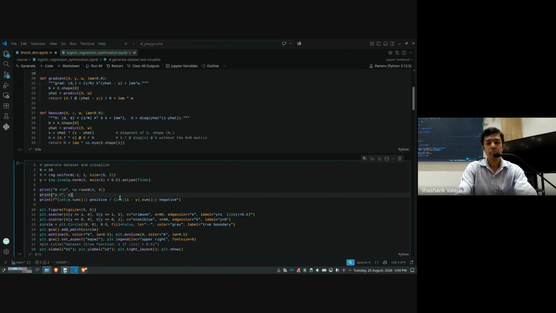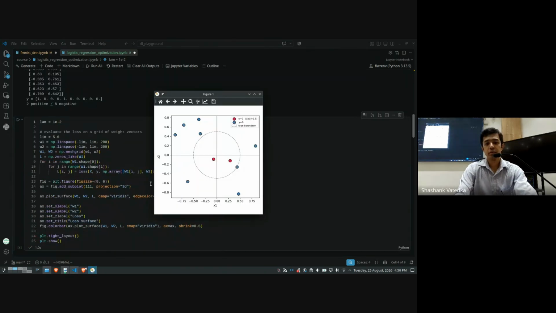So I'm generating a random data set of 10 points. The ground truth is basically equal to 1 if the norm of x is less than a certain value, and it's equal to 0 if the norm is greater than some particular value. In this case, I think it's 0.5.